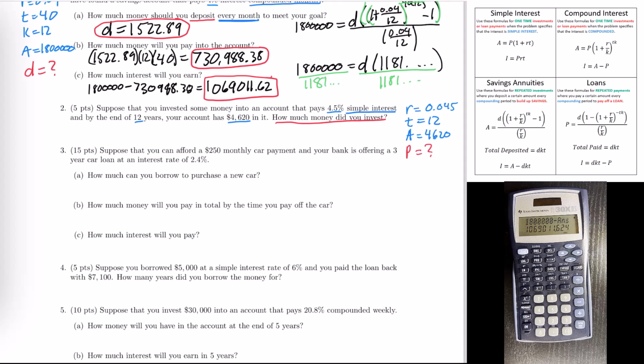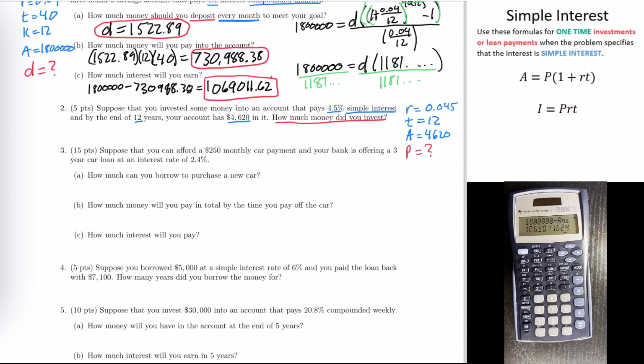And to identify the formula, this one's really easy because the problem did say simple interest. And so that means we're going to use the simple interest formula. And the formula that we'll use is the one that involves both A and P, because we want to find P and we were given A. So to do this, we'll plug in our variables.